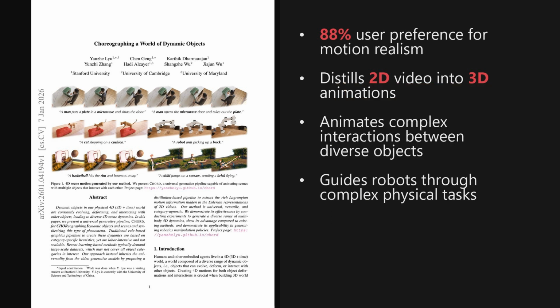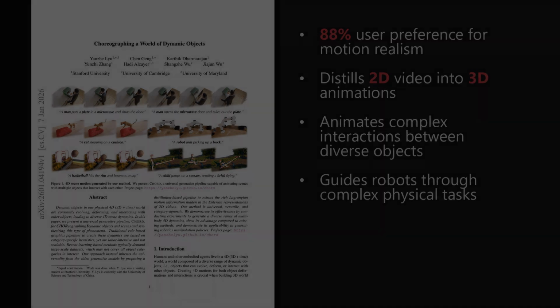I'm Alex. Today we're looking at a paper from the Hugging Face trending list, published on January 7th, 2026, just yesterday. It introduces CHORD, a universal generative pipeline that synthesizes complex 4D scene dynamics by distilling motion information from 2D video models, achieving over 87% user preference for motion realism. The paper is titled Choreographing a World of Dynamic Objects, and as we'll see later, the resulting physical accuracy is significant enough to even enable zero-shot robotic manipulation tasks.